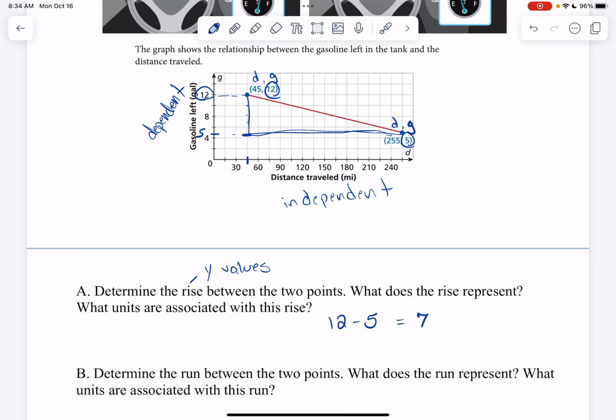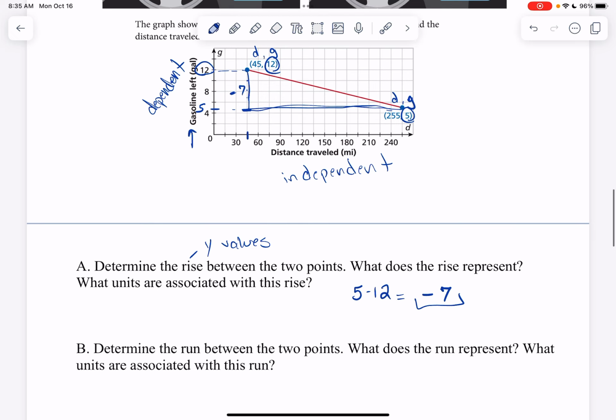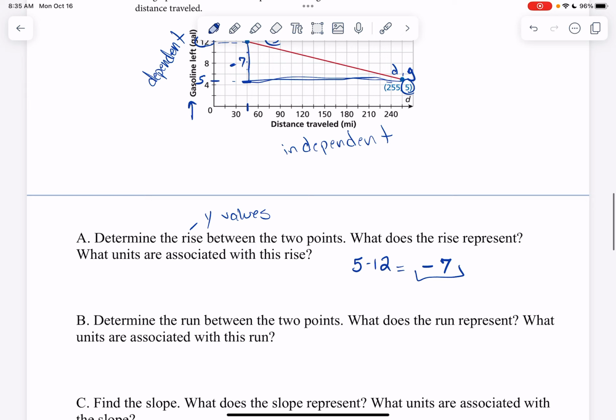What does the rise represent? Well, that represents 7. Well, actually it's down 7. So I would actually want to subtract the other way, 5 minus 12, because I'm going down, it's going down 7. What does the rise represent? Rise is gasoline left. So basically, the -7 tells me that I went down 7 gallons of gas.